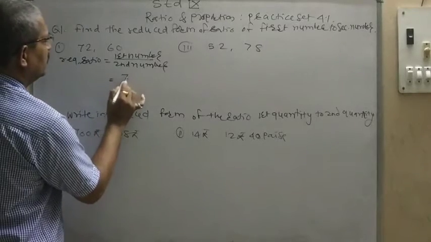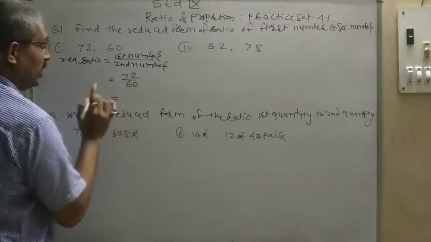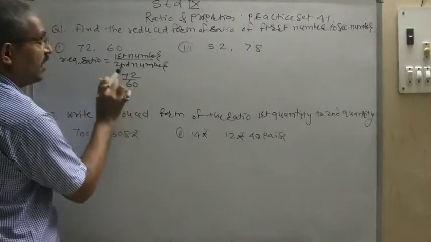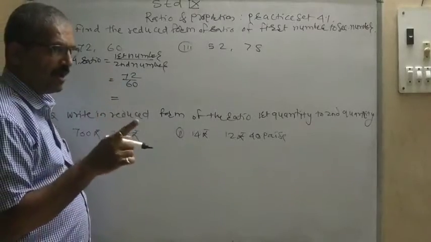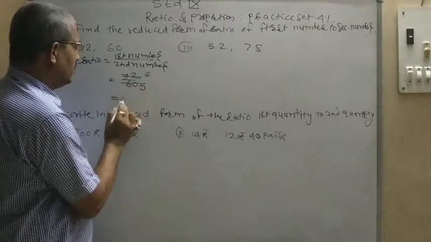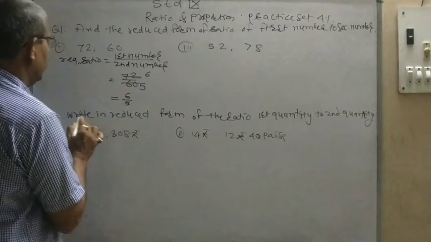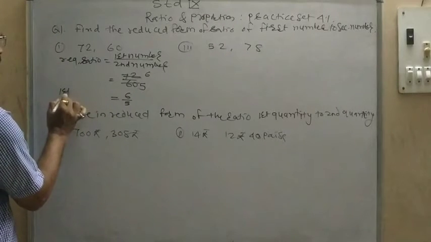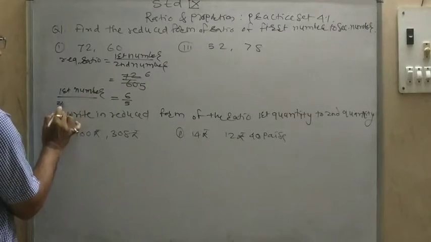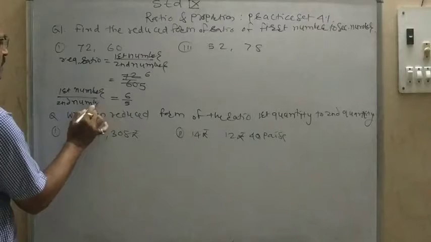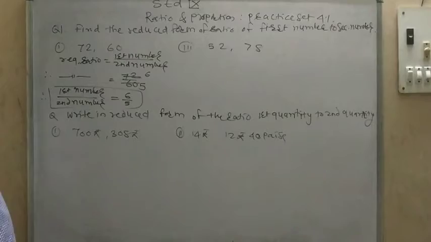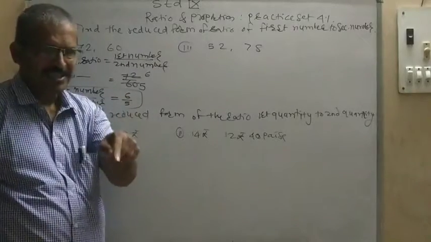72 divided by 60. If you know the table, then you can find it easily. Both numbers are divisible by 12. You should find by which table you can divide both numbers. So 12 5s and 12 6s means the required answer, the ratio of first number to second number, in the reduced form is 5 upon 6. Understand? In a similar way, you should solve the second one as homework.